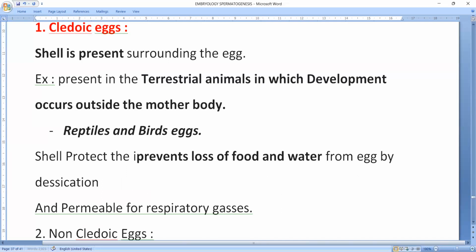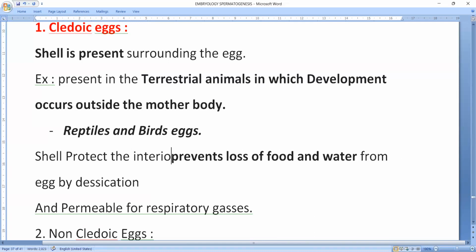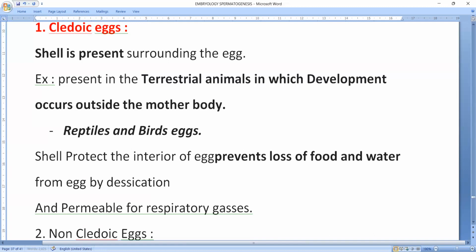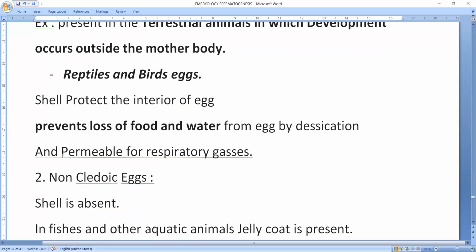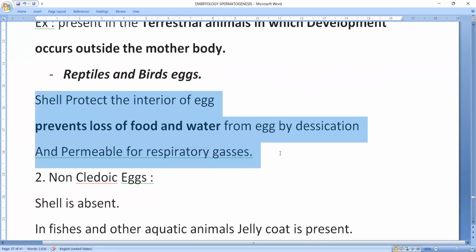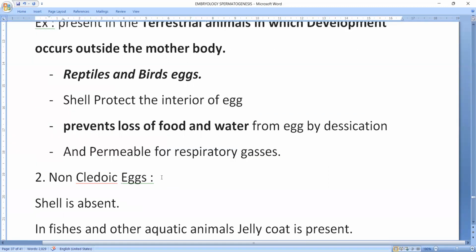The interior of the egg prevents loss of food and water by desiccation, and so it is permeable for respiratory gases like oxygen and CO2.